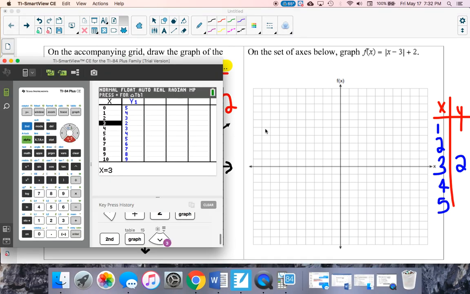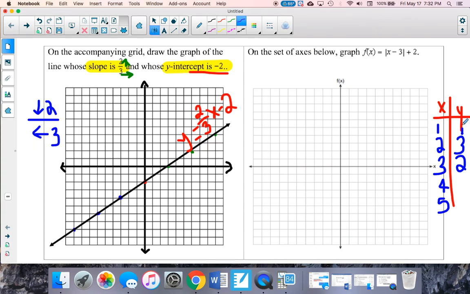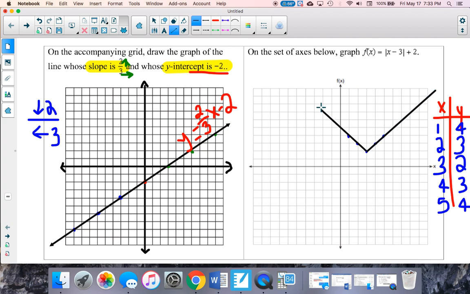Okay, so let's see. It was 3, 2, 2, 3. So this was a 3. This was a 4. This was a 3. This was a 4. And let's plot some of these points. So 1, 4, over 1 up 4. 2, 3. 3, 2. 4, 3. 5, 4. Okay, let's connect these with a line. Make sure your line goes through all the points. If you're unsure, you should plot the rest of these points.